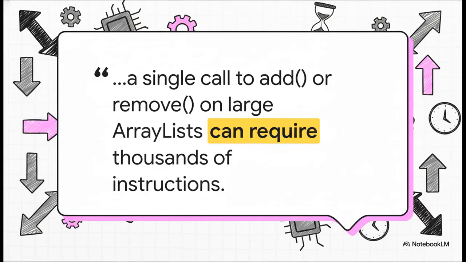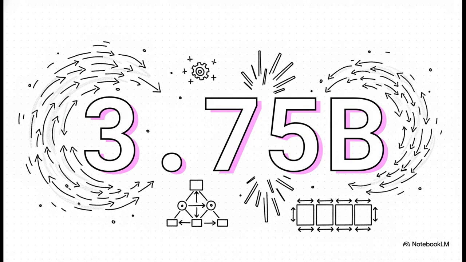And believe me, this isn't just a theoretical headache. The source material spells it out. On a big list, just one simple add or remove operation can force the computer to execute thousands of these individual shift instructions. Every single one of those takes up precious time and processing power. Now just imagine that happening over and over again. So let's put a real number on this, on the true cost of all this shifting. It is a really, really big number. 3.75 billion. What on earth could cause that many operations?